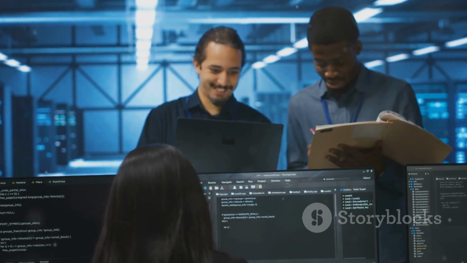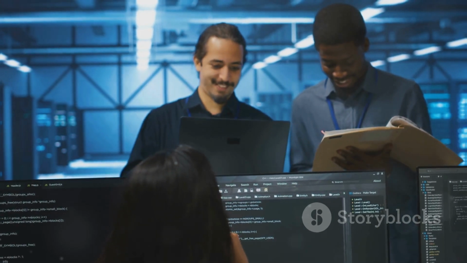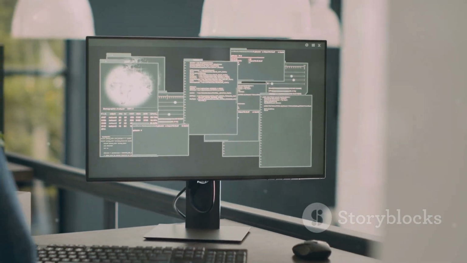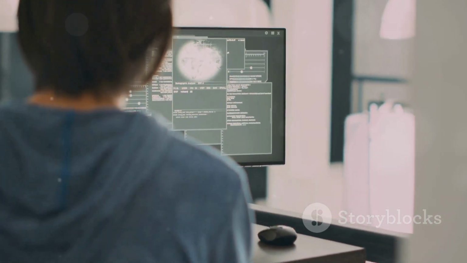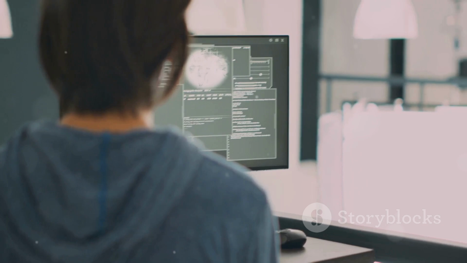Question 70. How do you handle patch management in an organization? Answer. Test patches in a staging environment, schedule deployments, monitor systems for issues, and document the process.